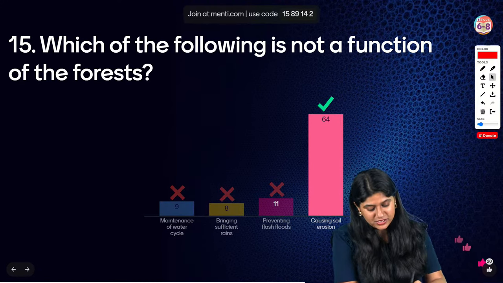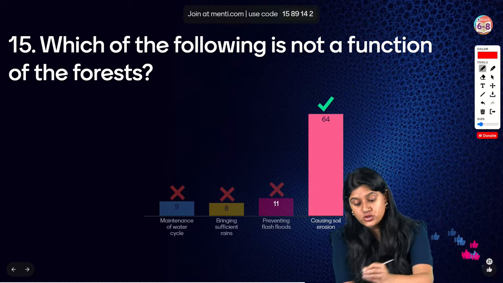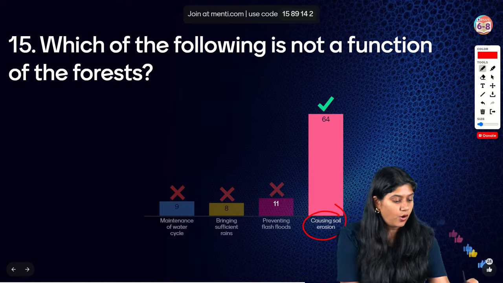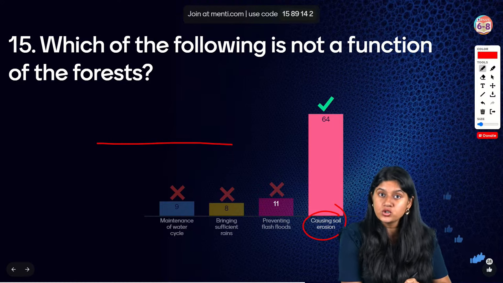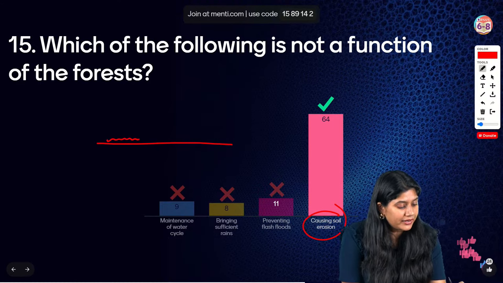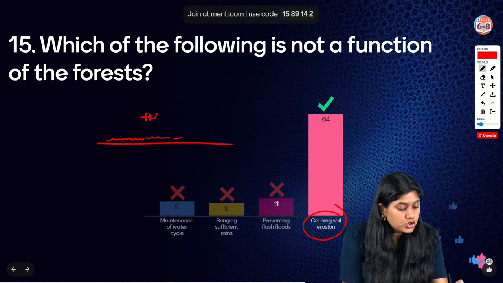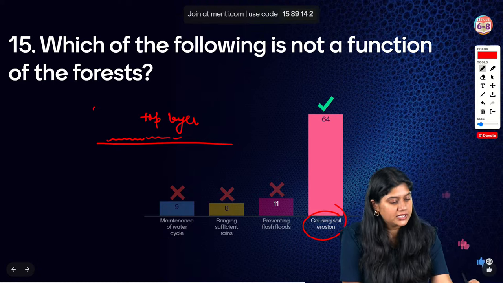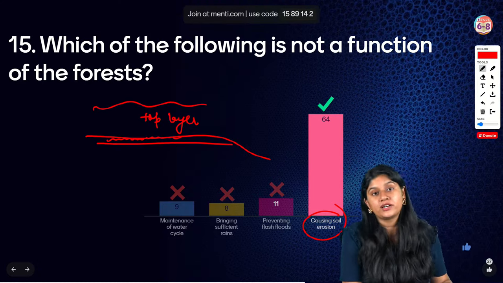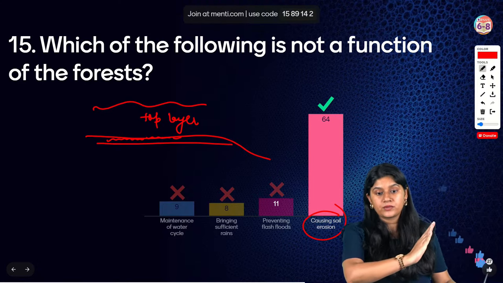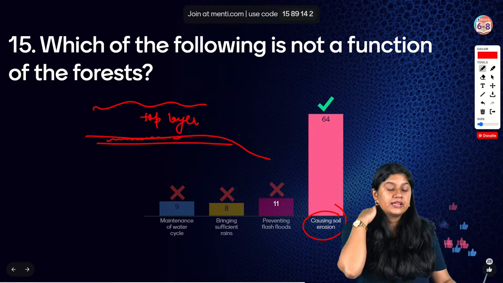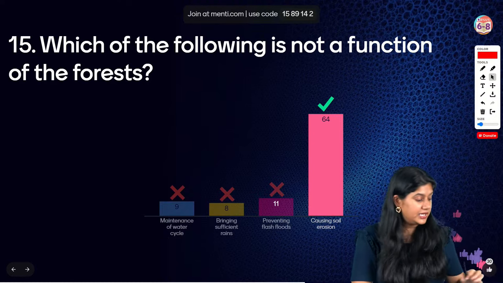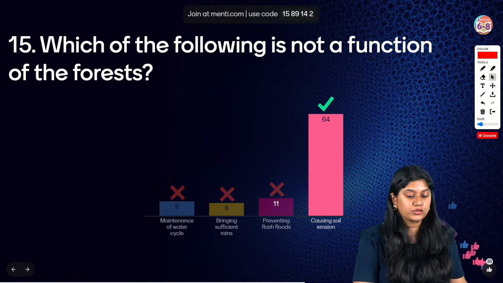The correct answer over here is causing soil erosion. We know that the forest actually prevents soil erosion. If on a piece of land we have no trees, what will happen? The top layer of the soil, which is very fertile, we will lose it. Either by the wind or by the water, it will be easily moved away. Okay? Yes, very good. So here we have the correct answer, option D. 64 of you have voted for the correct answer.